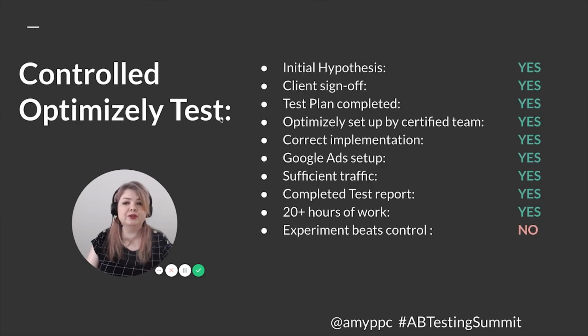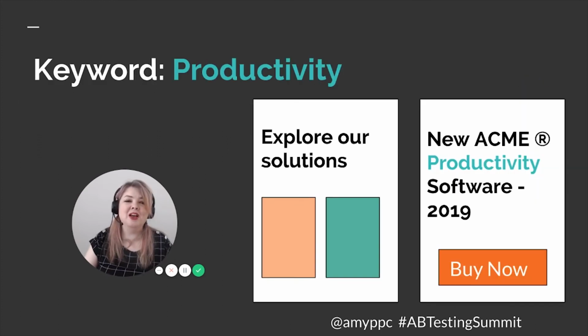So there was a controlled Optimizely test that ran with a hypothesis and a client sign off. The test plan was prepared. It was set up by a certified team. It was implemented correctly. The Google Ads was set up correctly. It had sufficient traffic. There was a completed test report. There was a lot of work that went into it. And at the end of the day, the experiment did not beat the control. Which was surprising for the team because it seemed like a no-brainer. It seemed like this is what you do. You have a message that matches at every single step. Well, let's look at what happened.